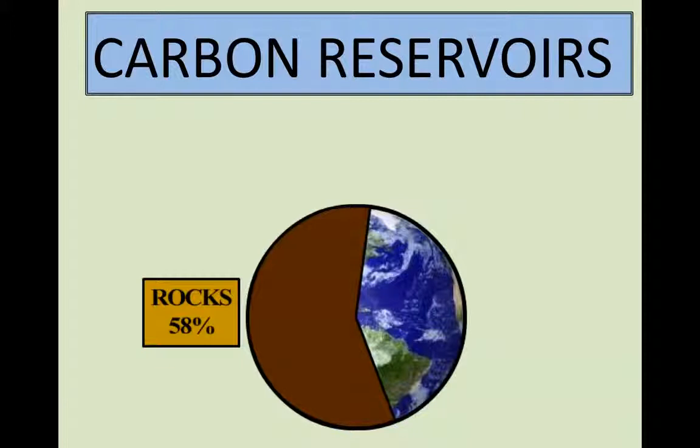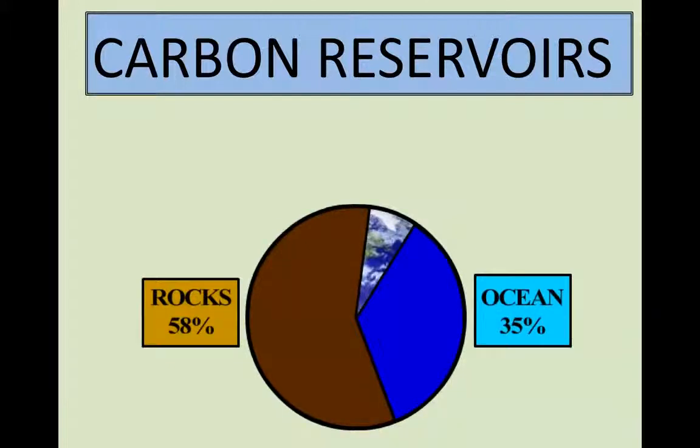This is considered a long-term reservoir because once carbon has become trapped in stone, it tends to stay there for a long time. 1/3 of the carbon on Earth is found inside the ocean. Carbon near the surface can cycle quickly, but carbon near the bottom can be trapped for thousands of years.